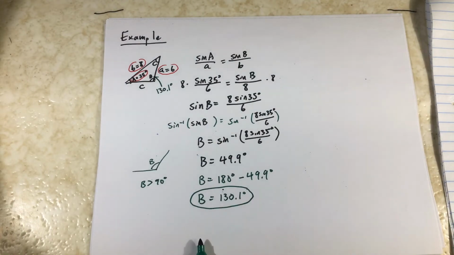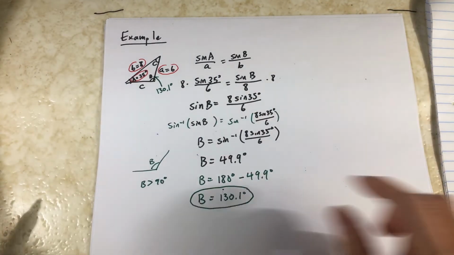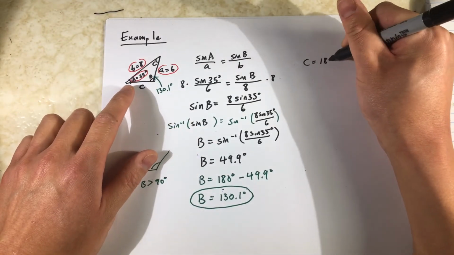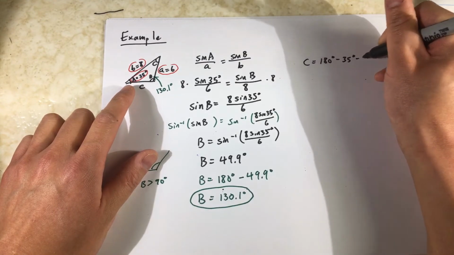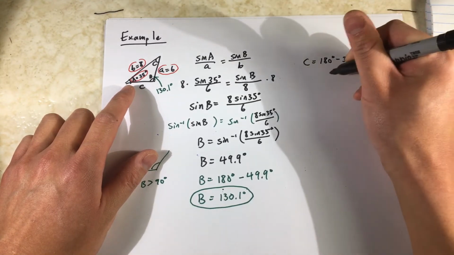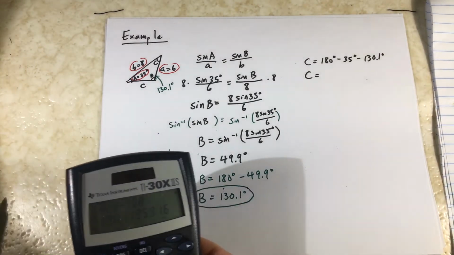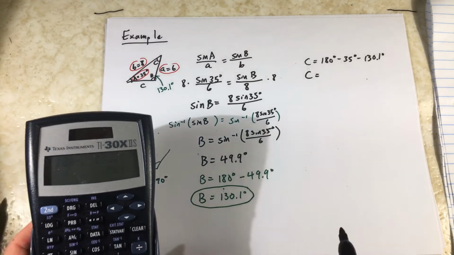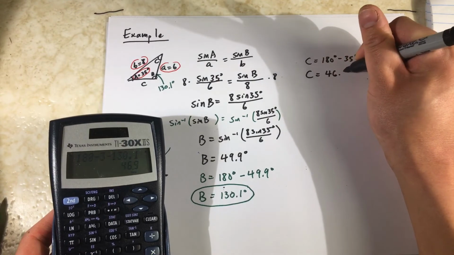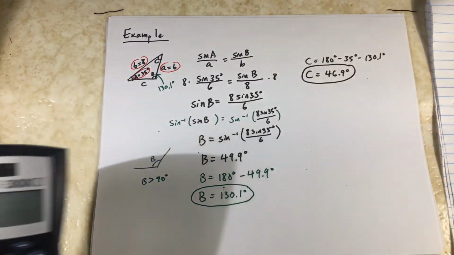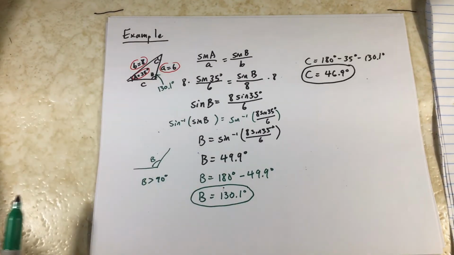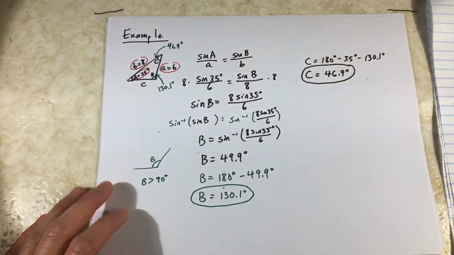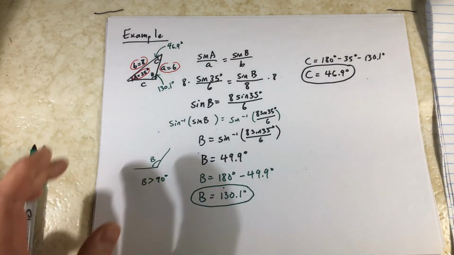Okay, then once I have that angle, I can figure out angle C. I know that these angles have to add up to 180, so C is going to be 180 minus 35 degrees minus 130.1. So C is equal to 180 minus 35 minus 130.1, and I get 46.9 degrees. Okay, so I figured out this angle right here, 46.9 degrees.